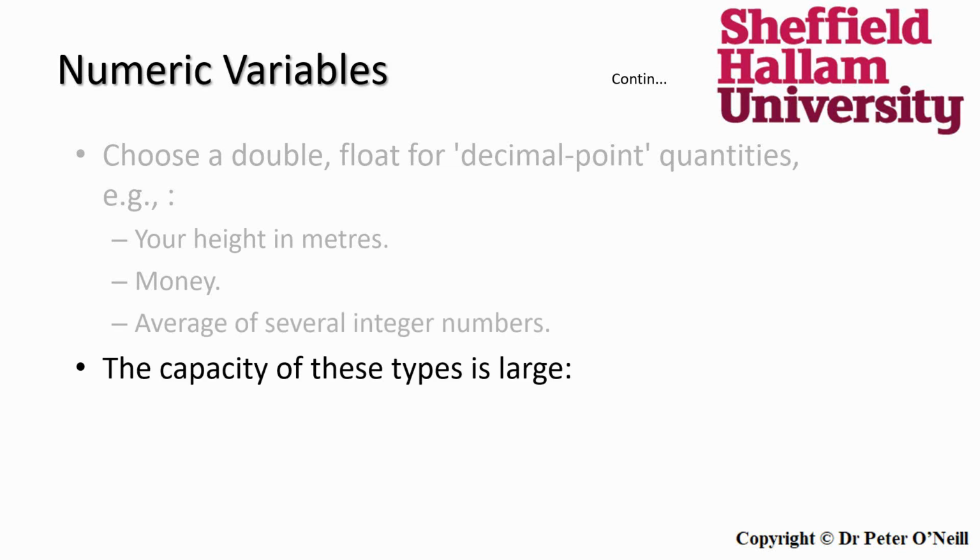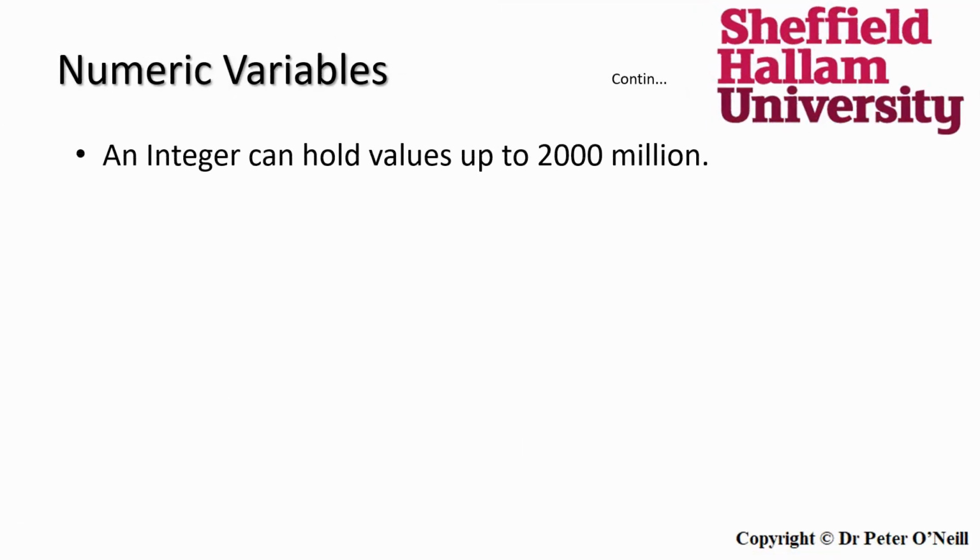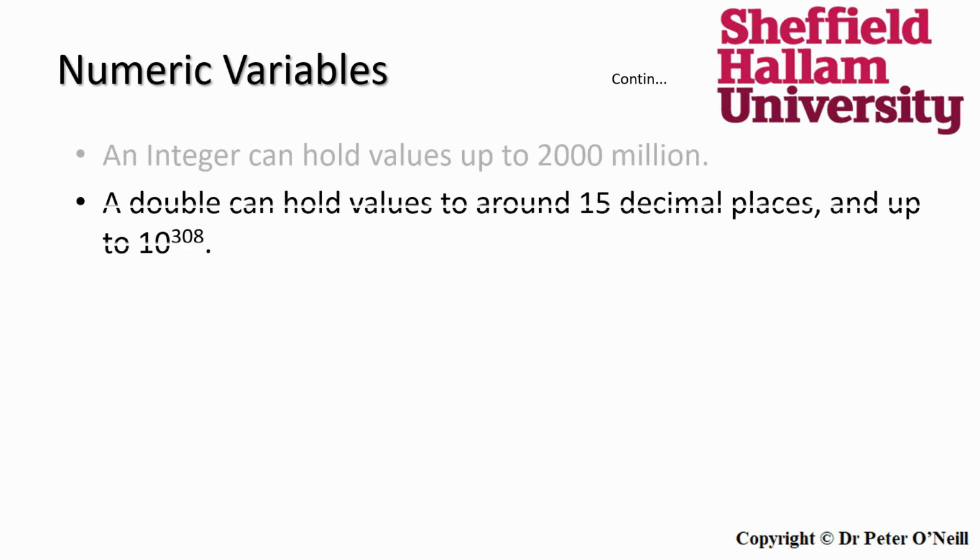The capacity of these types is very, very large. An integer can hold up to 2000 million. That's a big number. A double can hold a value around 15 decimal places and up to 10 to the power of 308, an even bigger number.